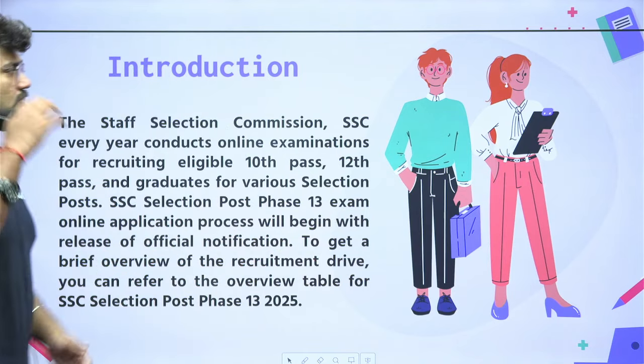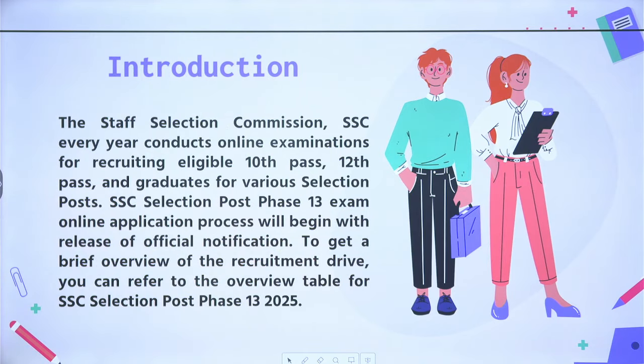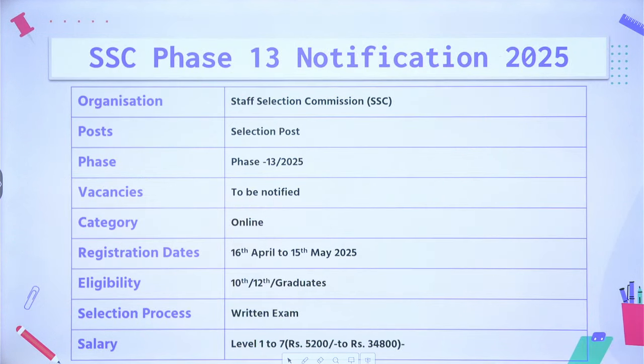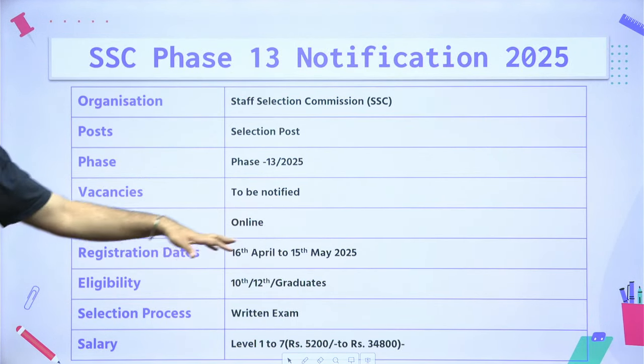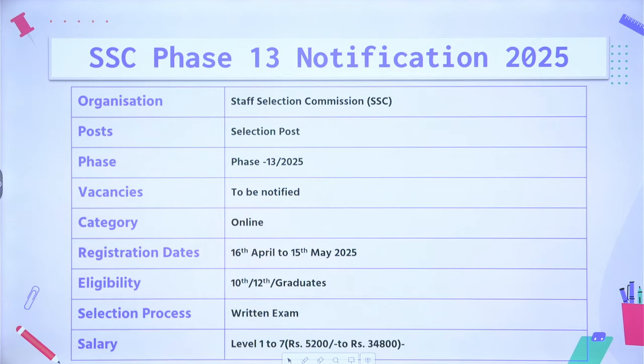Okay. So going ahead, let's look at what are the kind of posts which are involved here. Now, as far as the notification is concerned, I told you the registration dates will be from 16th April to 15th May 2025. Eligibility is as per different examinations for 10th, 12th or graduates. The examination will be a written examination, and your salary will be from level 1 to 7, from 5,200 basic pay to 34,800 base pay.